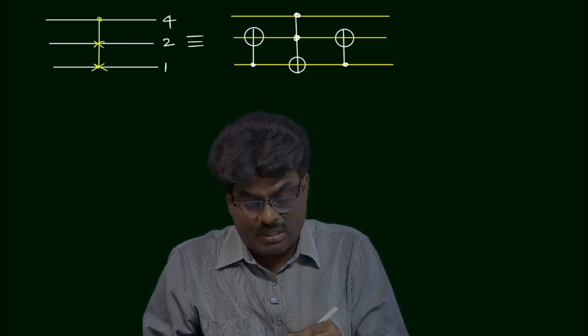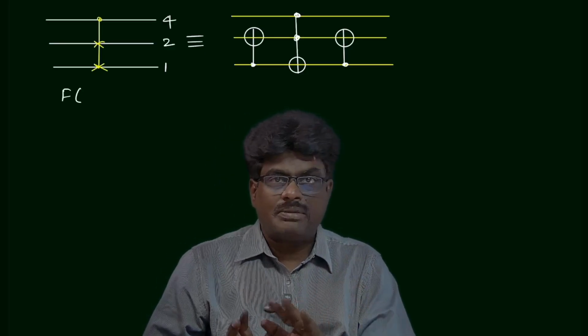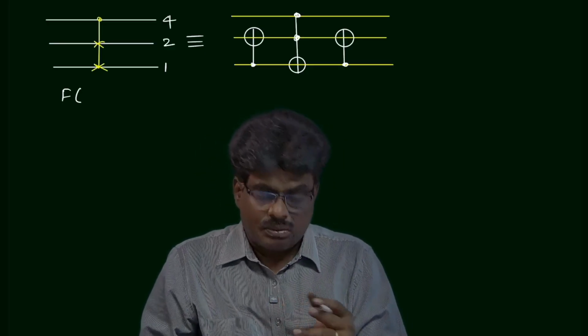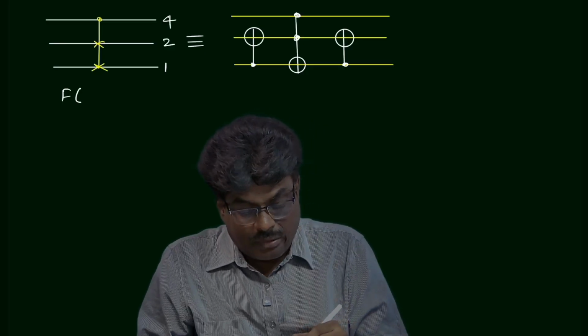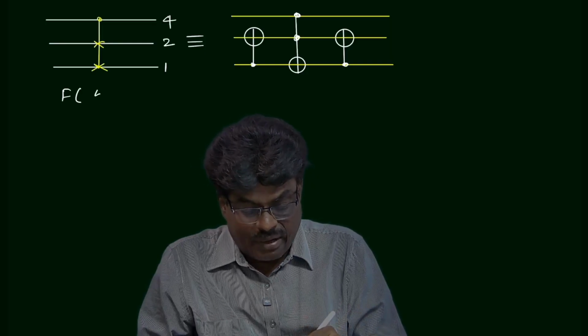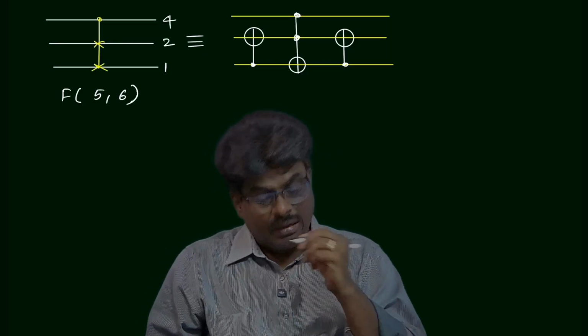First let me check this operation. This is f of, just for my understanding I am just taking that letter. So it represents a swap gate only. You can write a swap also, it's okay. F of 4 plus 1, 5, 4 plus 2, 6. That's it. Now let us check.